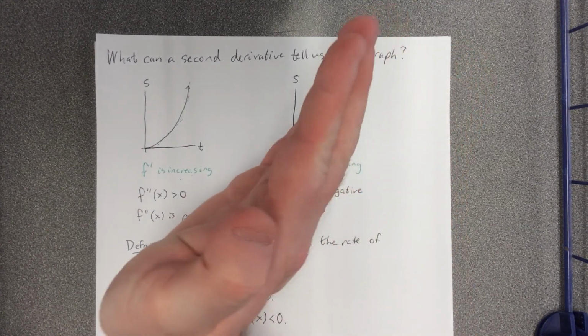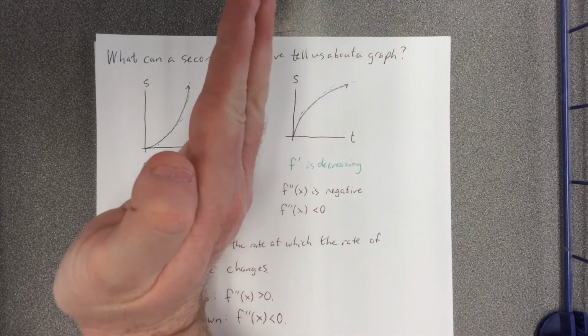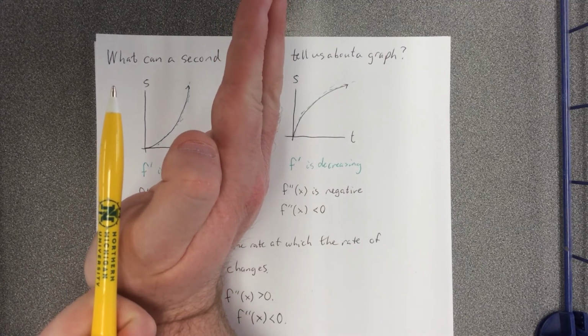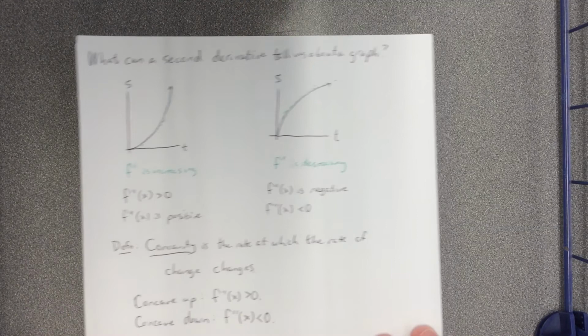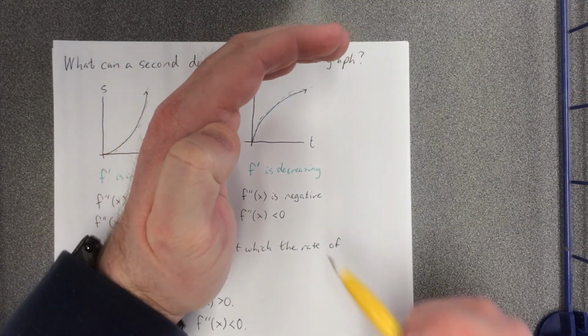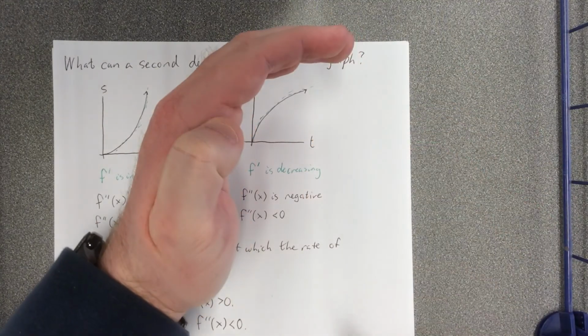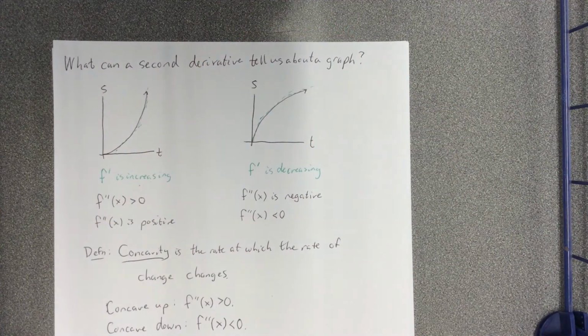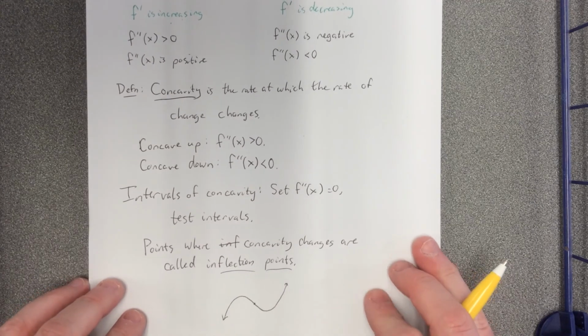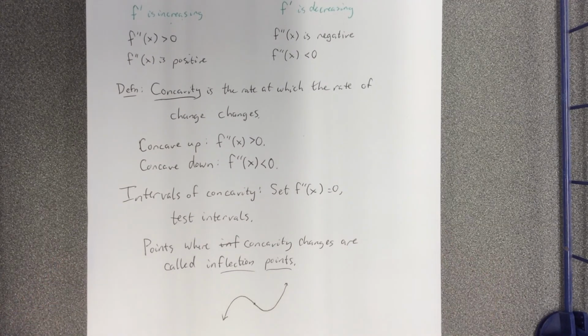If I were to put my fingers in the same direction as this curve, you'll notice that my palm is facing in the upward direction. Therefore, this would be considered concave up. Whereas over here, if I were to curve my fingers in the same direction as the curve, my palm is facing in the downward direction. Therefore, we would call that concave down. So next, let's work through some examples where we actually calculate these intervals of concavity.